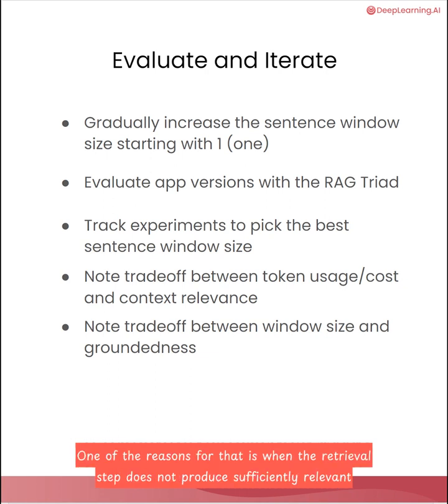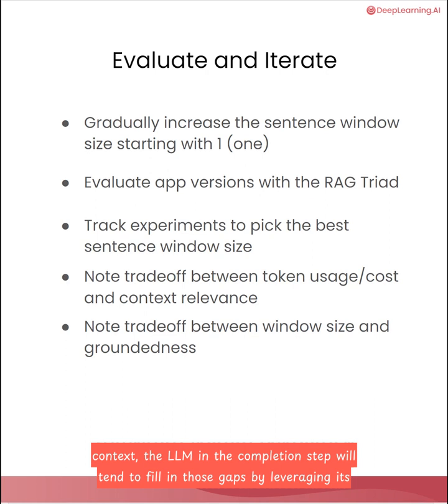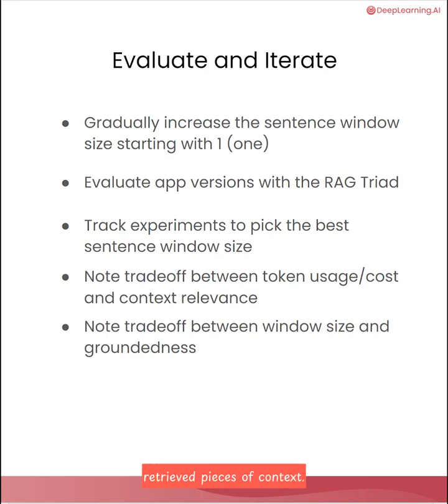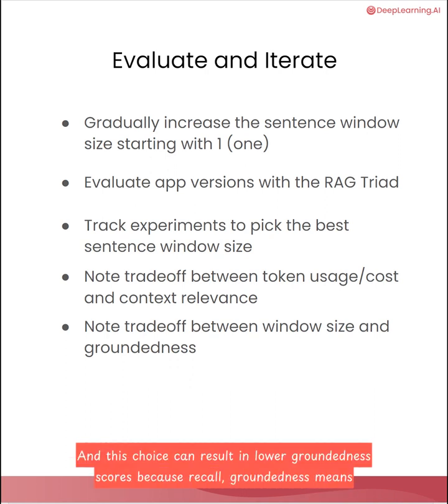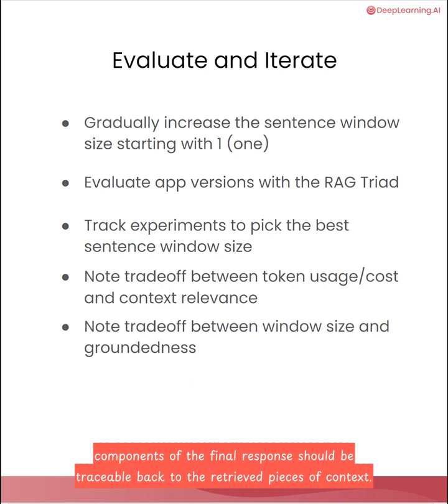One of the reasons for that is when the retrieval step does not produce sufficiently relevant context, the LLM in the completion step will tend to fill in those gaps by leveraging its pre-existing knowledge from the pre-training stage rather than explicitly relying on the retrieved pieces of context. And this choice can result in lower groundedness scores, because recall, groundedness means components of the final response should be traceable back to the retrieved pieces of context.